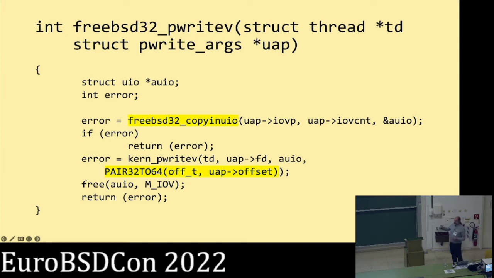And then we have this handy little pair macro, which knows that there's two members in the structure, which are offset one and offset two, I think. Yes, offset one and offset two, and it knows to glue them together. It does the right thing for whatever your endianness is, and it all just works. So that's kind of all you have to do in a simple case like this. And if you design your interface right, you won't have to do any more than this. If you design your interface badly, life could get complicated. So when your 32-bit compat function starts to get horrible, it's time to rethink your interface.